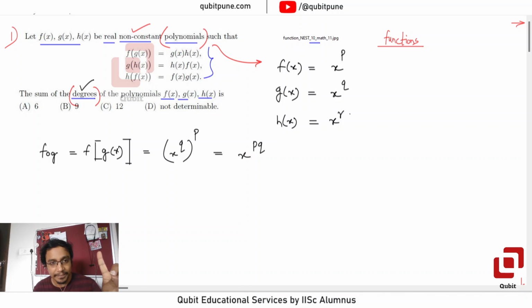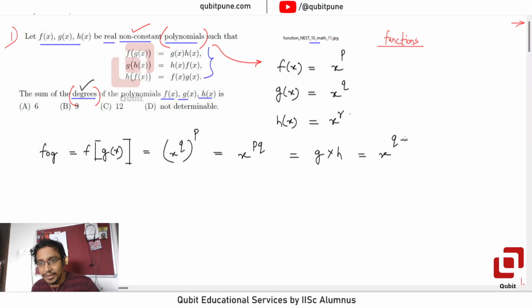That has to be kept in mind. On the left hand side there is no multiplication. Got it? It is composition. So this is now equal to g into h. Here there is multiplication, g into h. Now here the degrees will get added, so x raised to q plus r.